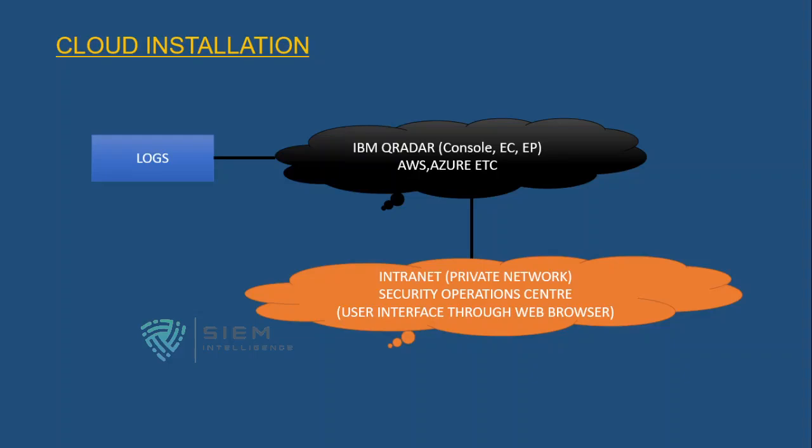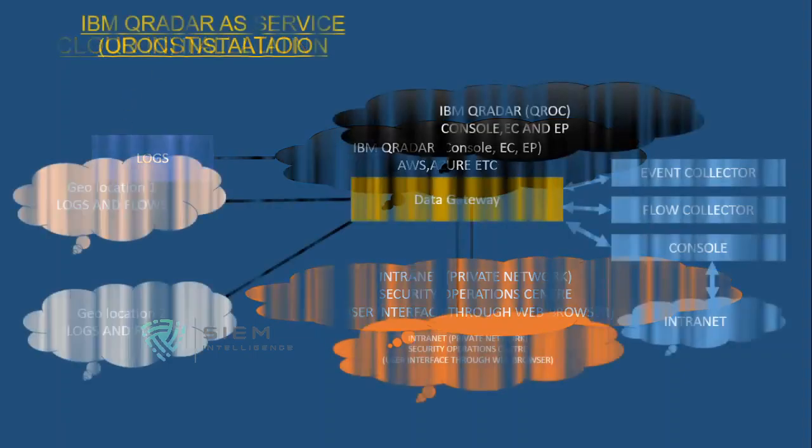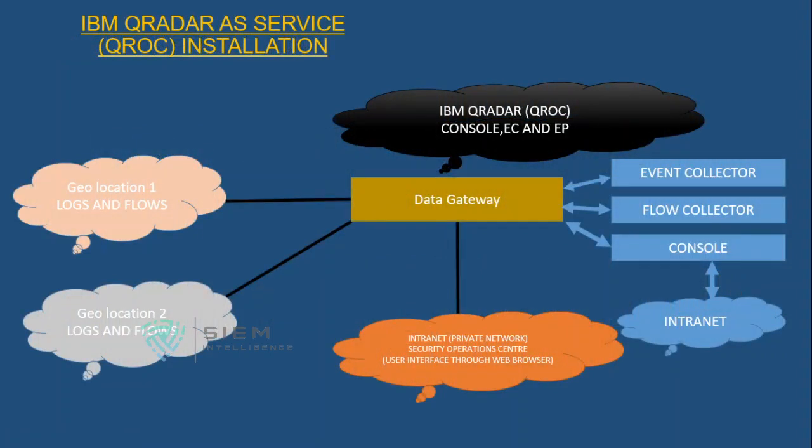If you want to integrate something like networks, you can't integrate. You can purchase cloud with whatever hardware requirement as a service, you can get it and you can integrate. You can only integrate logs specifically. This is a drawback. And there is something called QRoC as a service, where this is a multi-node option.